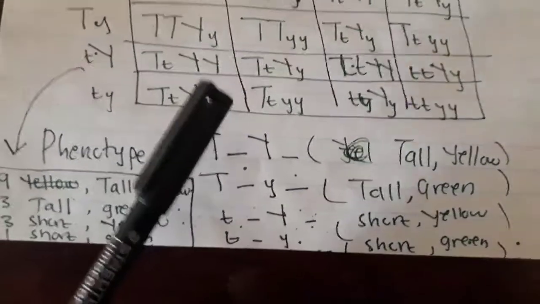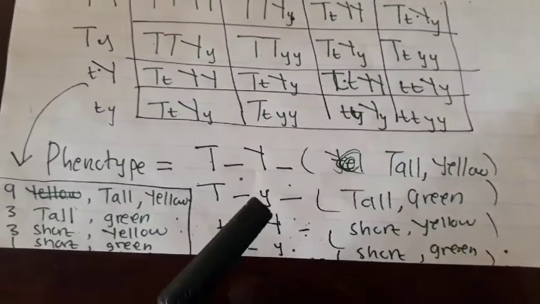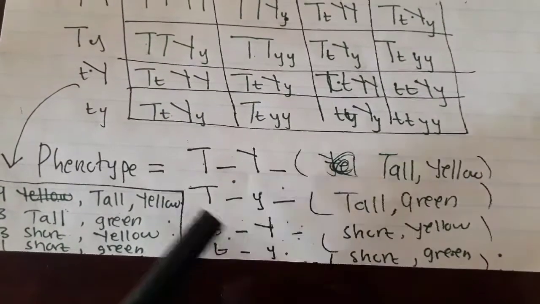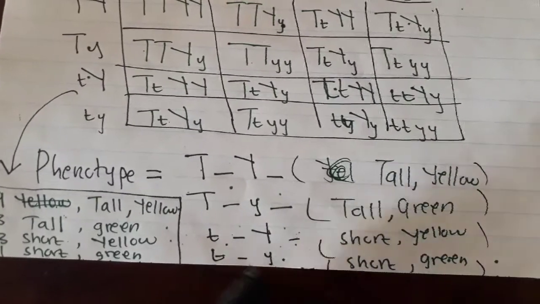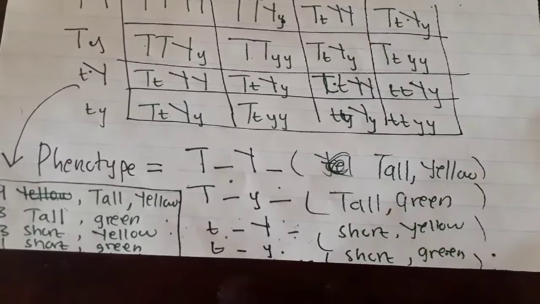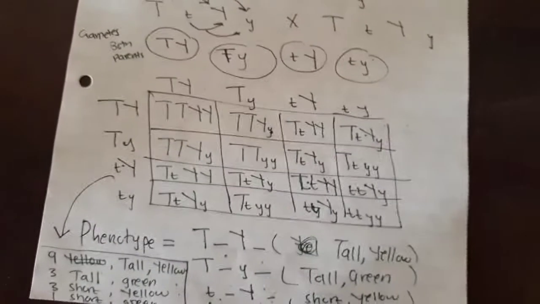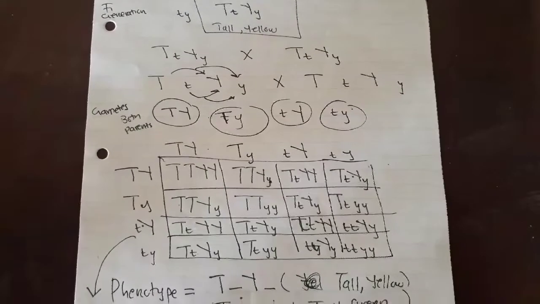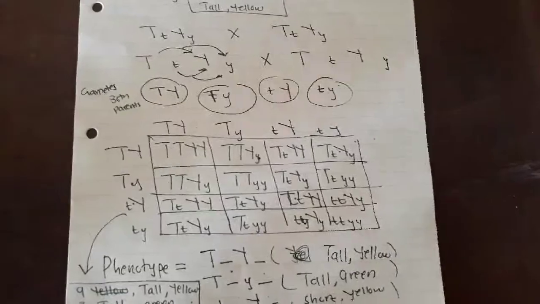Something to note on the side: if we have capital letter T and capital letter Y, we will have tall and yellow; capital T, small y, tall and green; small t, big Y, short and yellow; small t, small y, short and green phenotype. So from those genotypes that we got for the F2 generation, we'll have 9 tall and yellow, 3 tall and green, 3 short and yellow, and 1 short and green.